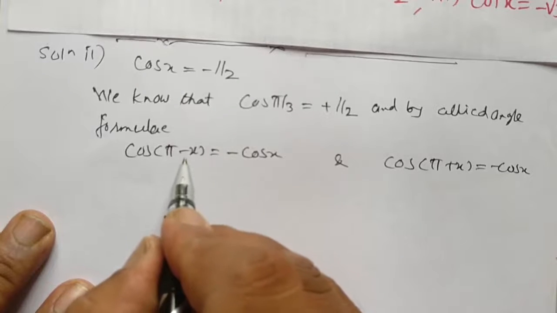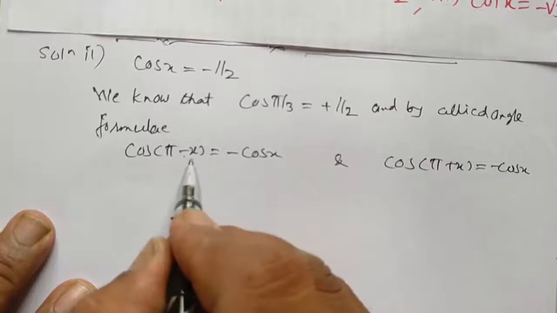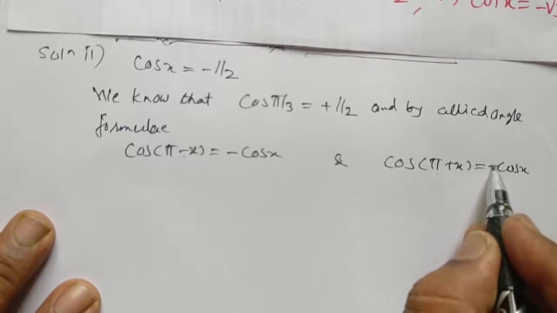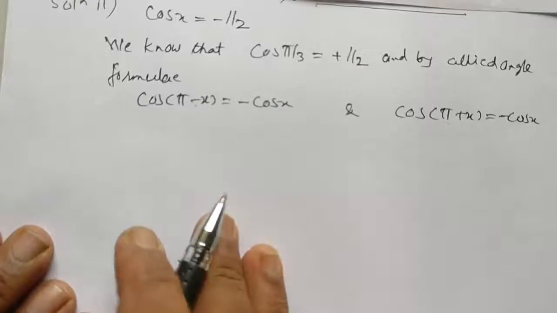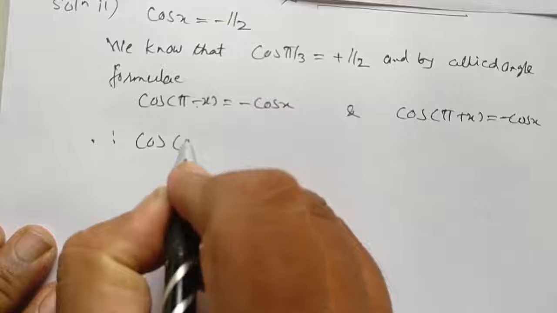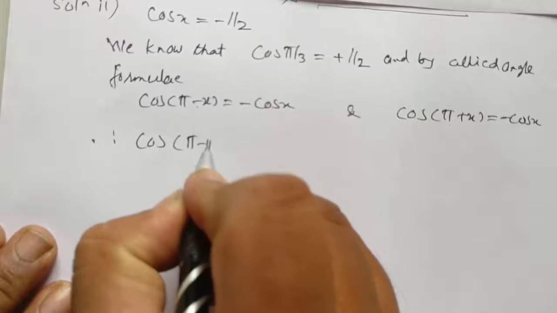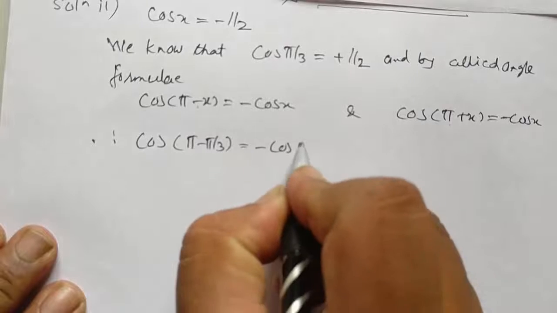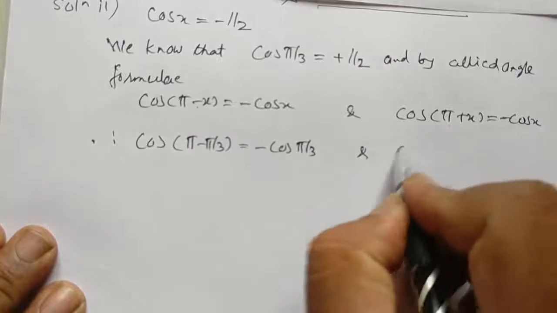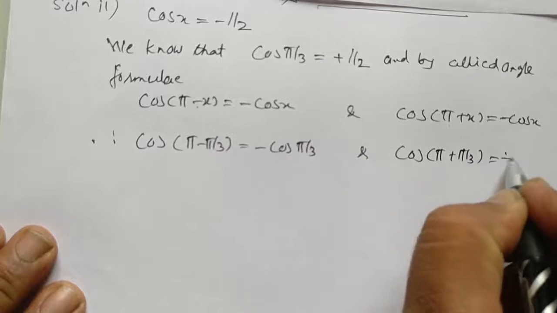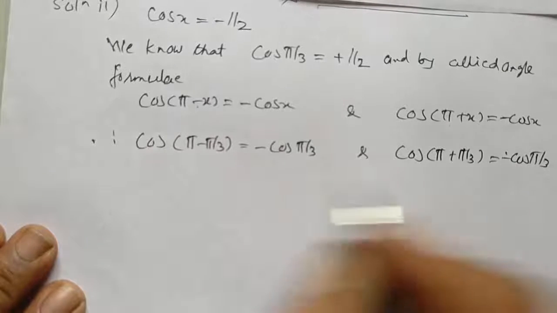Pi minus x is in the second quadrant, where cos is negative. Pi plus x is in the third quadrant, where cos is negative. Therefore, cos of pi minus pi by 3 is equal to minus cos pi by 3, and cos of pi plus pi by 3 is equal to minus cos pi by 3.